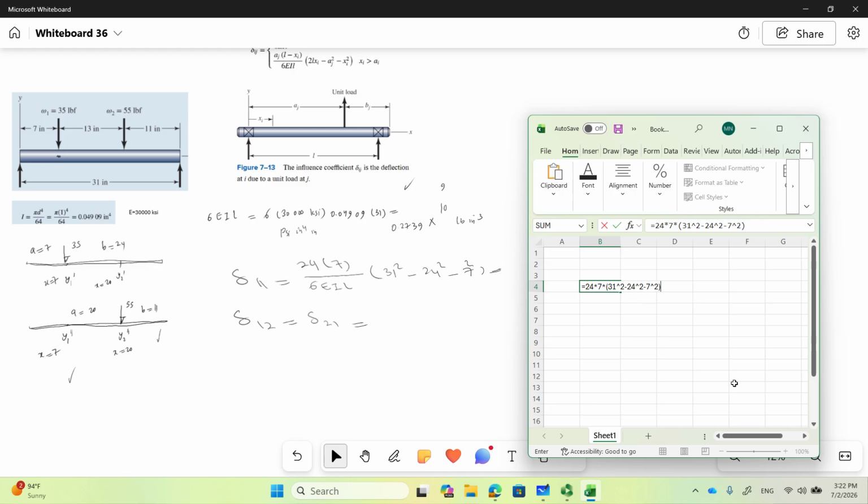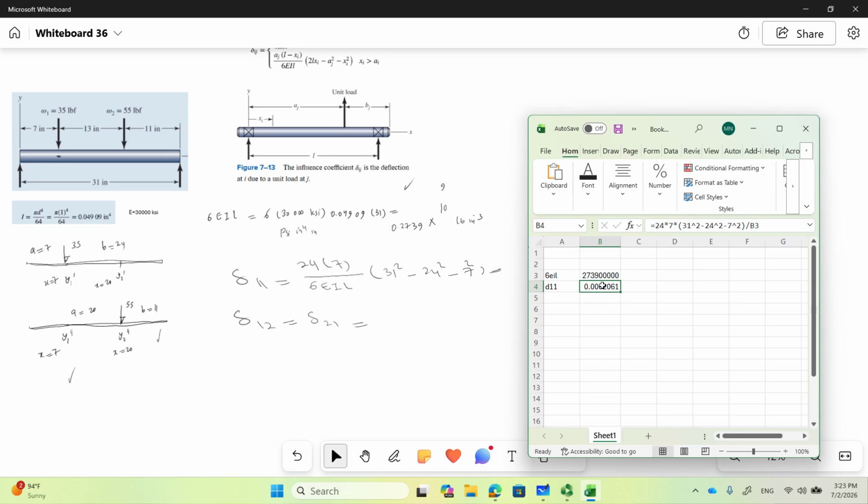I shouldn't have actually deleted 6EIL, but I'm gonna write it down again here. If it is here, this is gonna be this, right? Delta 1 1. So delta 1 1 is this. But let me put 6EIL again here. So what was that? It was 0.2739 times 10 to the power 9. Right, is that right? Yeah.